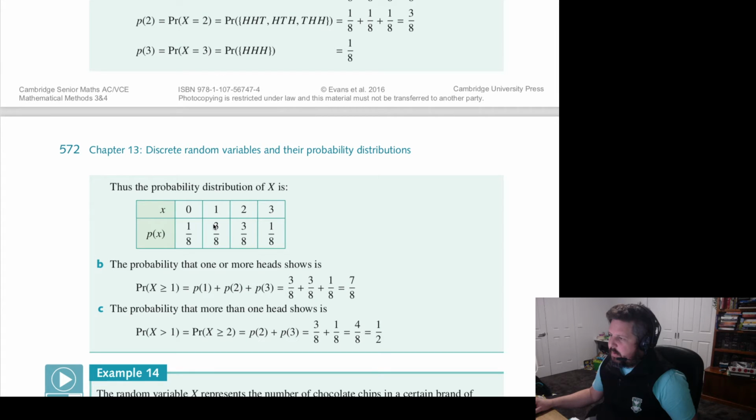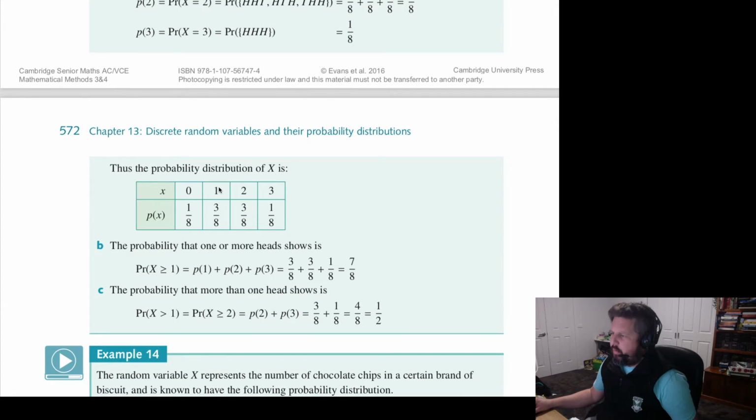Part C was saying find the probability that more than one head shows. In this particular case, more than one head means it has to be greater than 1, not equal to 1, just greater than 1. Not greater than or equal to, but greater than 1. So that leaves just these here when it's 2 and when it's 3. So again, working out these probabilities, adding them together, we've got 4/8, which is the same as 1/2.